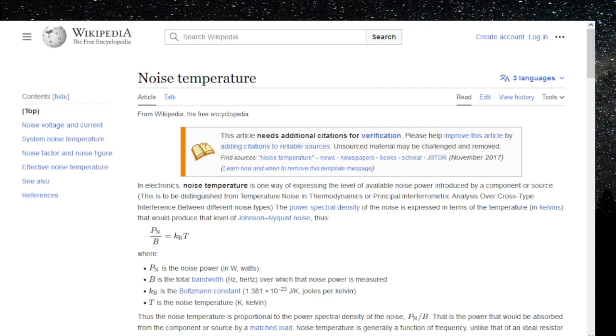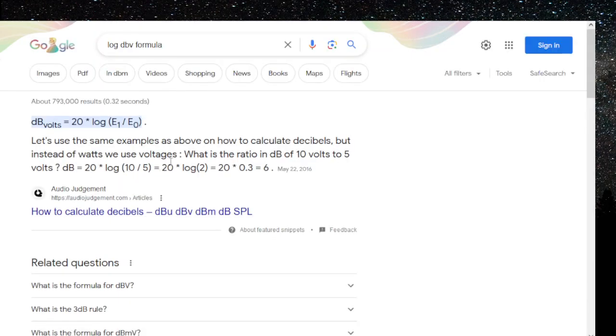So there's a formula. I might as well go into this right now. We're going to look for that formula, I hope. So we want to look up the log dBV formula. I should probably monitor one of these and make sure that it shows up. I have to shut the video off on my second computer because it has issues.